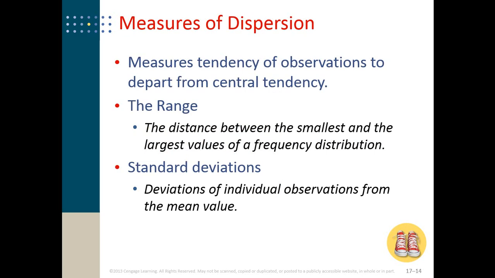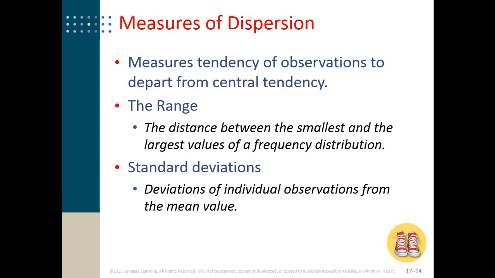Now, measures of dispersion. Dispersion basically means how spread the data set is, how spread the observations are away from the center of the data. That is dispersion. Now, there are different measures of dispersion. We will be discussing 2 major ones. One is the range, another is the standard deviation.